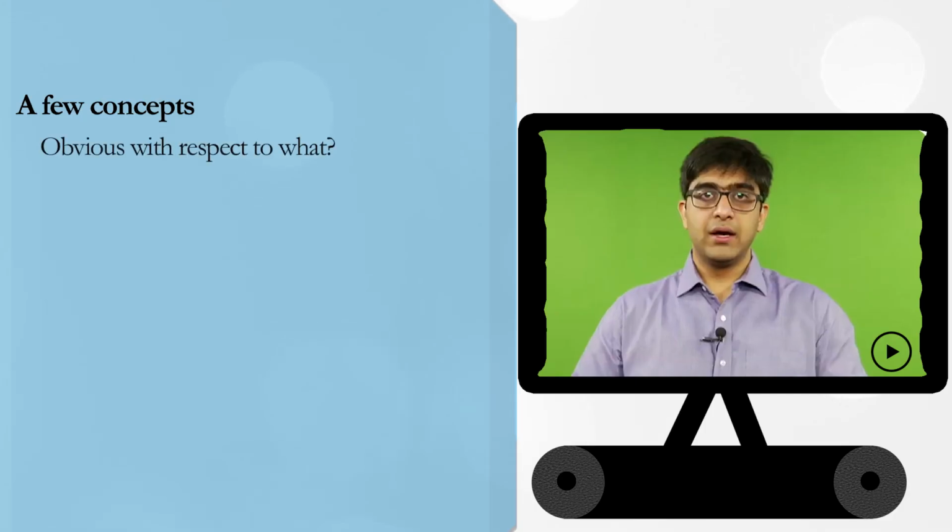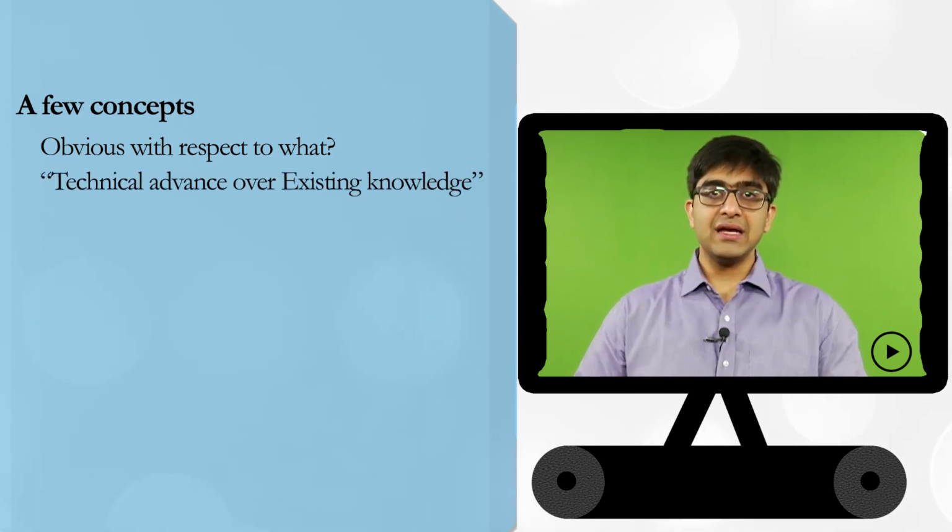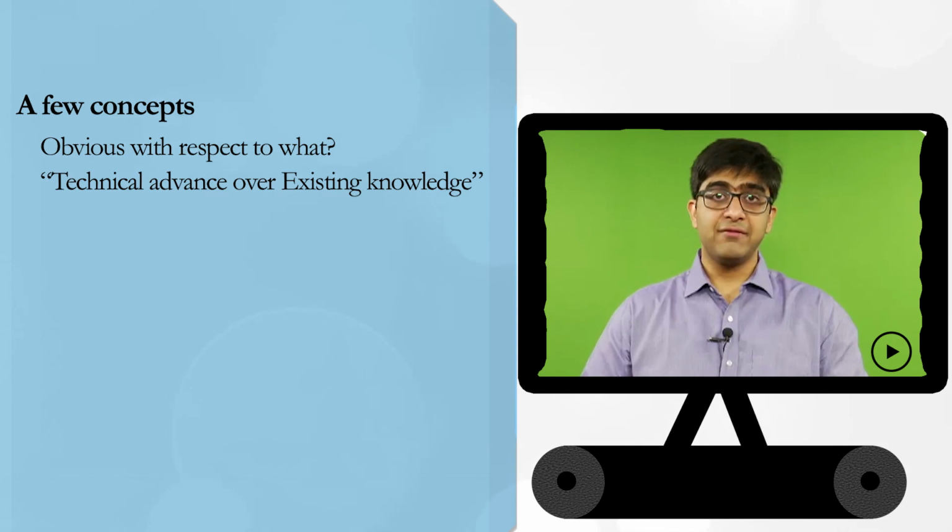The next question that we will consider is: obvious with respect to what? As you would have noticed from the definition mentioned in section 2(ja) of the Patents Act, the technical advance that a patentee must show is that over existing knowledge. That is, whatever existed before the priority date of the invention can be considered to determine whether what the patentee has done has an inventive step or not. Does it have a leap or not?